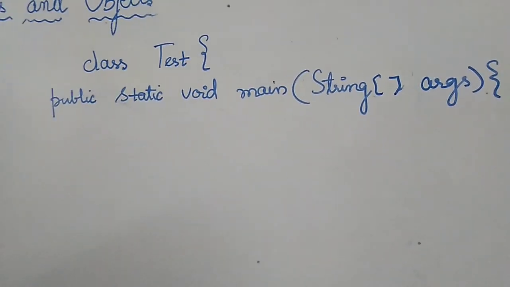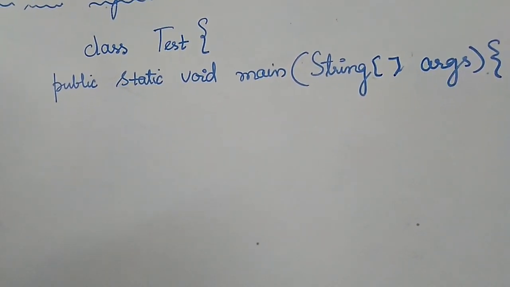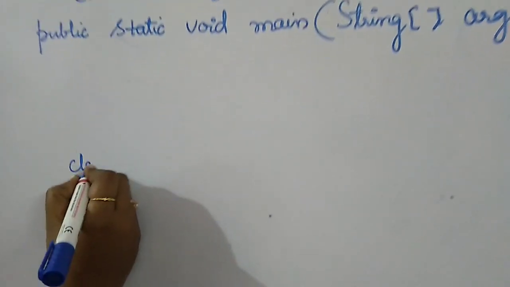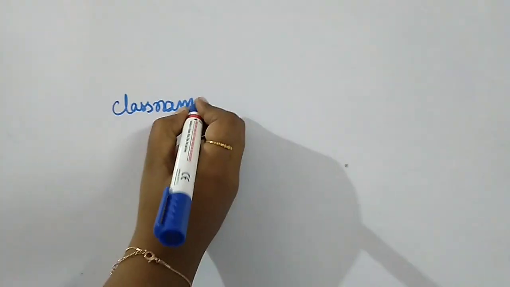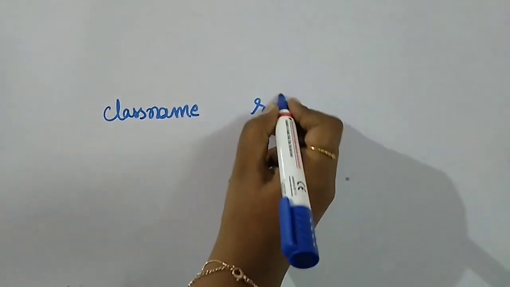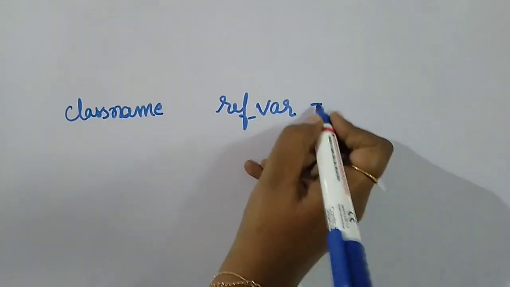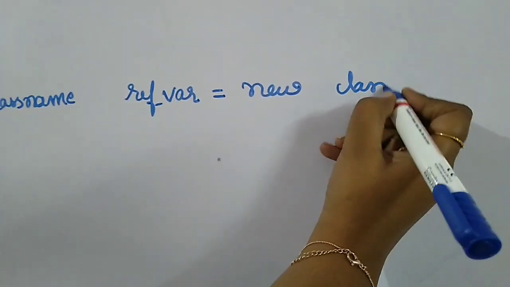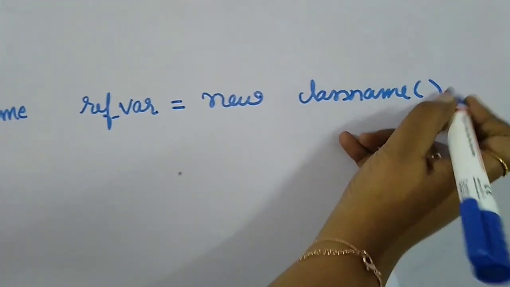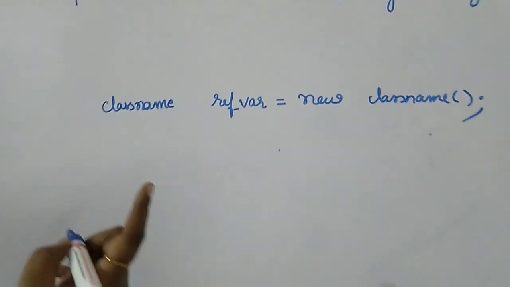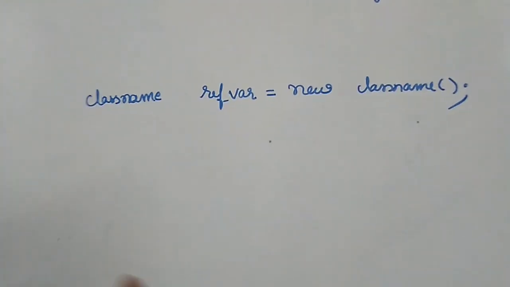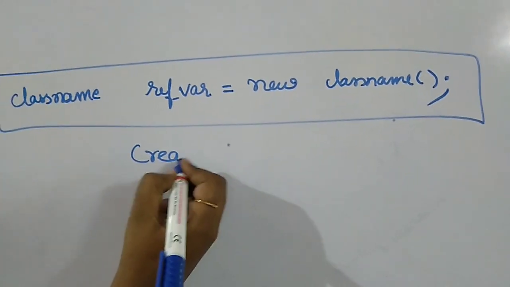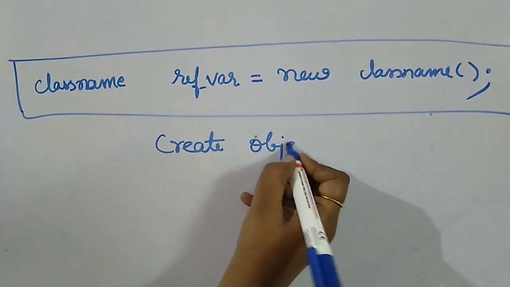So before creating the objects, let me tell you the general form of creating the object. The general form of creating the object is class name, space, then the reference variable. The reference variable is equal to new, and then followed by the class name with the parenthesis and a semicolon. Okay, so let me explain this. This statement is used to create objects.